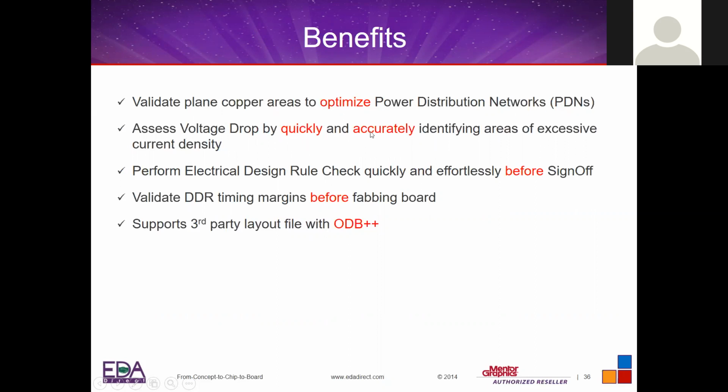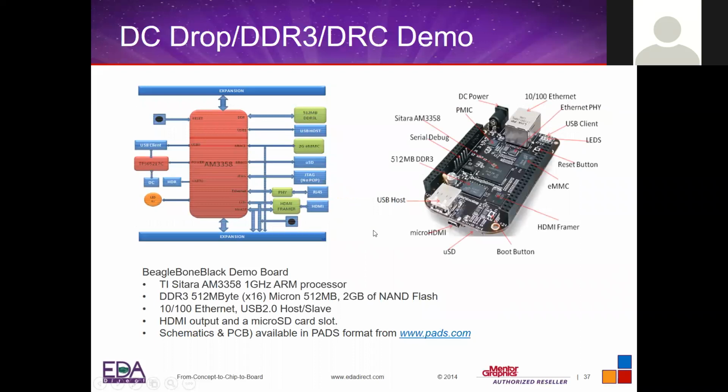Identify choking points in your routing. You can do the electrical design rule checking before sign off. And then you validate your DDR timing, right? My 800 megahertz DDR now has margin before having a board. And in terms of bringing the board files into these tools, we can always go through ODB++, which is a standard.